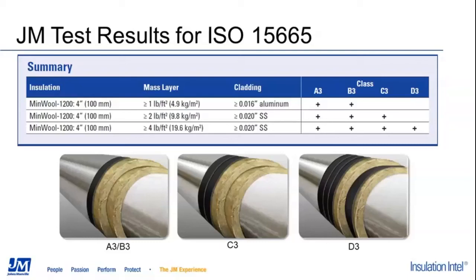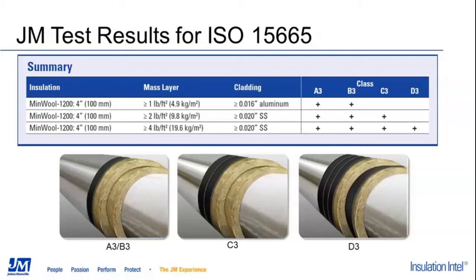Our C3 system, which meets the requirements of an A3, B3, or C3, is similar, but adds a second layer of the 1 pound per square foot mass-loaded vinyl. You could substitute a single layer of 2 pound per square foot instead of 2 layers of 1 pound to simplify the installation if you wanted to.